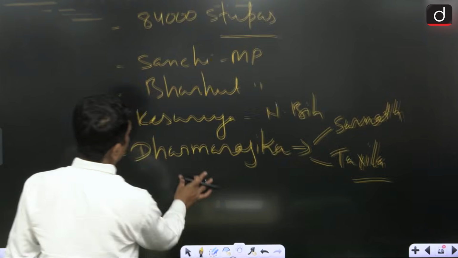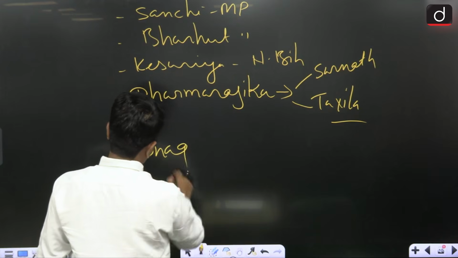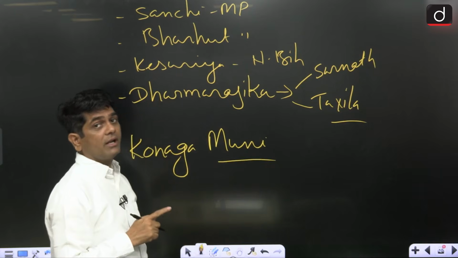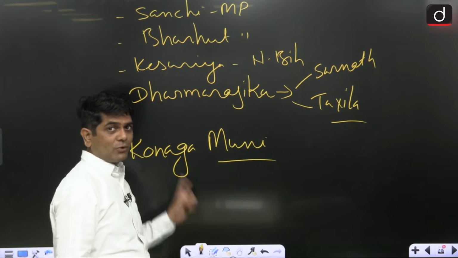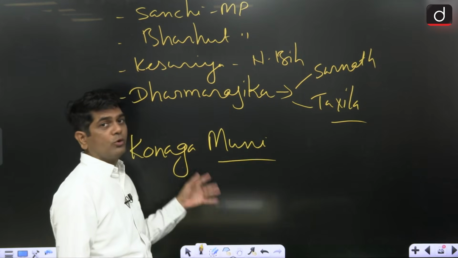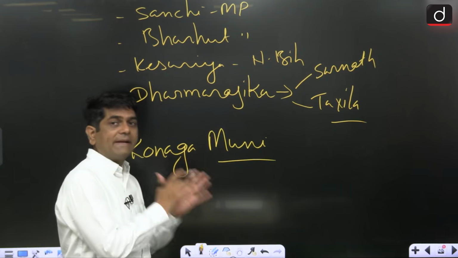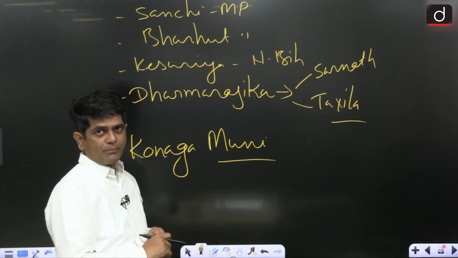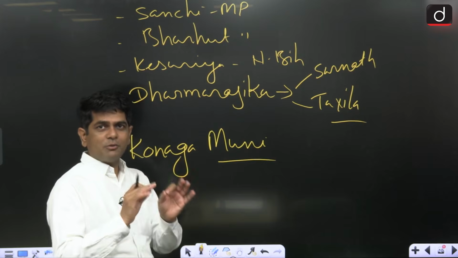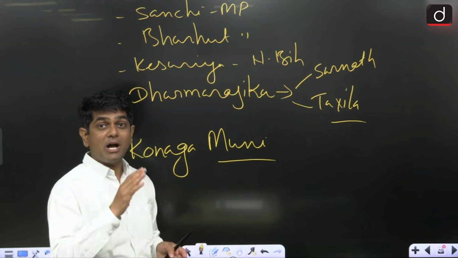And where is the stupa of Konaga Muni, my dear? Stupa of Konaga Muni. It is in Nigliwa, Nepal. So here Ashoka did what? Ashoka repaired and enlarged the stupa of Konaga Muni. And who was Konaga Muni? Previous Buddha, a mythical Buddha. Before Gautam Buddha, according to the Buddhist traditions, there were 6 more Buddhas known as Manusi Buddha.